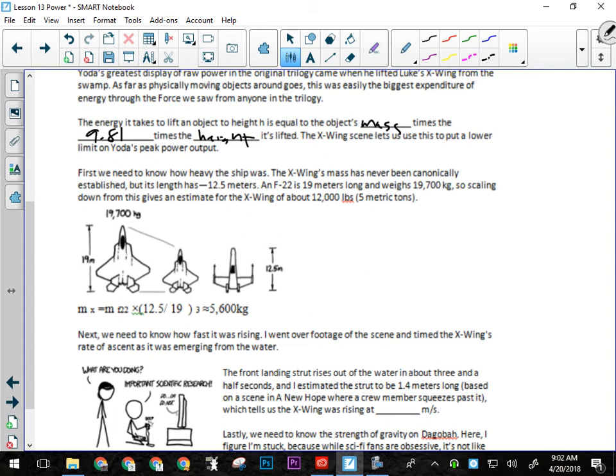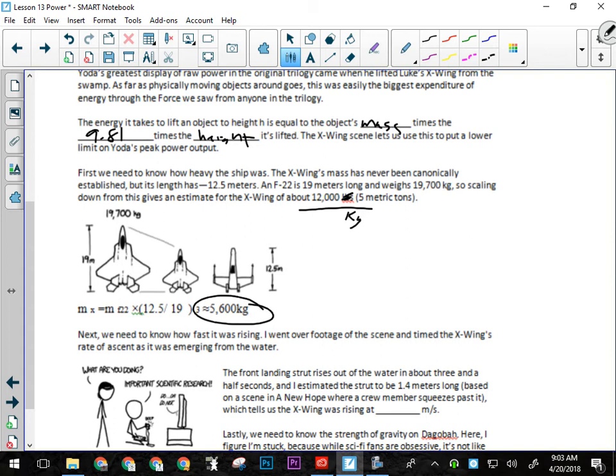An F-22, which is a real fighter aircraft, is 19 meters long and weighs 19,700 kilograms. So we'll scale down and say that the X-Wing is about 12,000 pounds, 5,600 kilograms. So we're going to go with the mass being 5,600 kilograms for the X-Wing. So now we know mass, but this is on Dagobah, not on Earth.